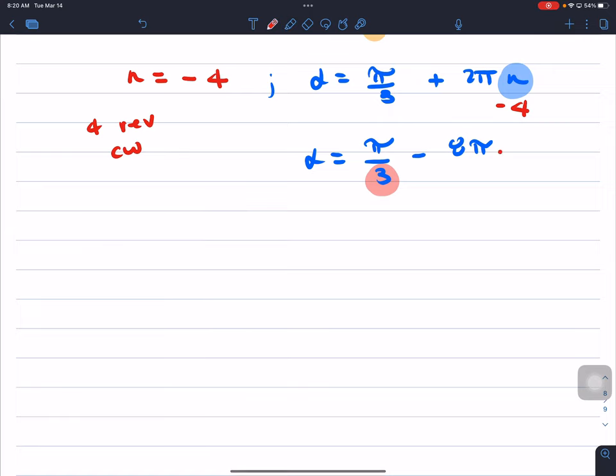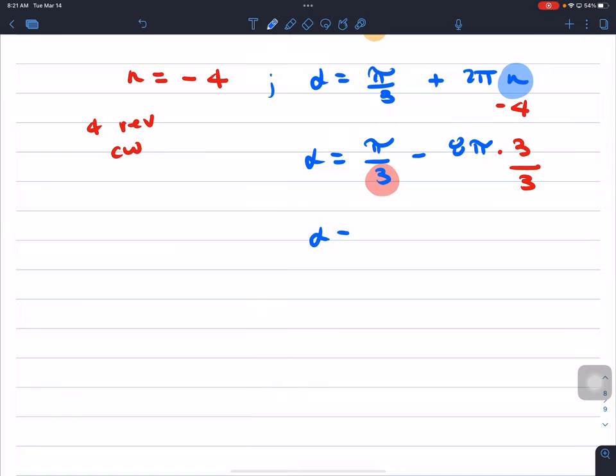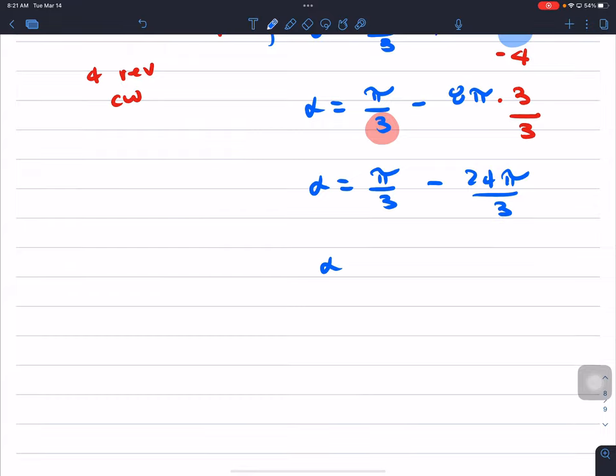You're going to multiply the top by 3, the bottom by 3. Alpha is pi over 3 minus what? 24 pi over 3. What is that going to give you? Negative what? 23 pi over 3.